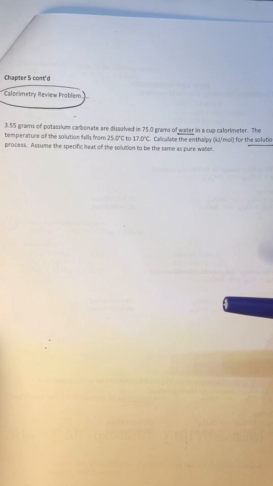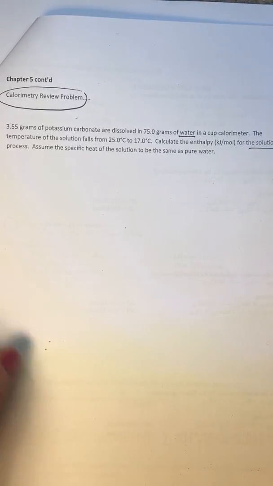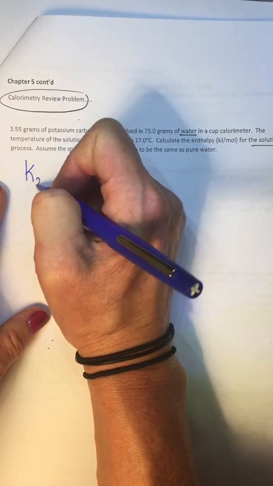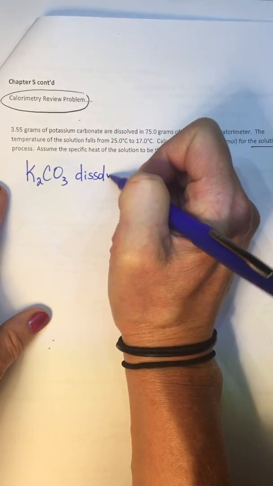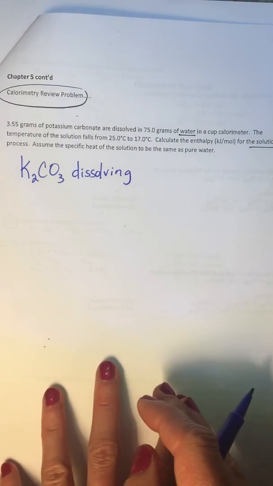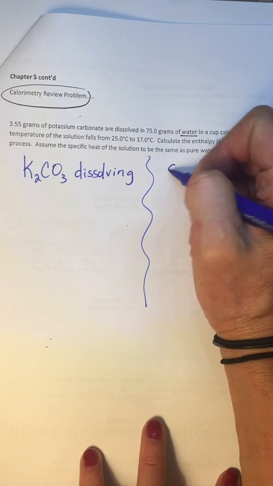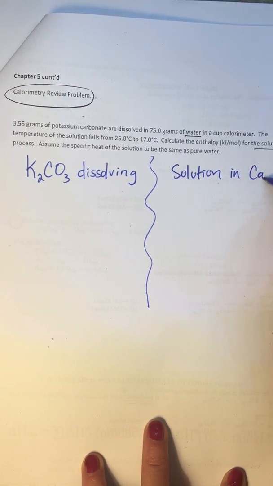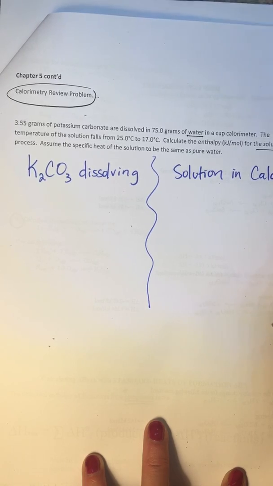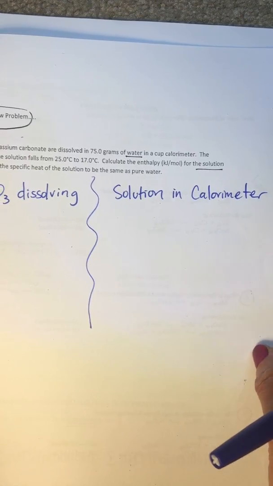So in this video, we are going to work this problem together right here. We've got to create our own columns. So this problem, if you take a chance to read it, is talking about us dissolving potassium carbonate. So we've got to know our nomenclature, and we are dissolving it. That is our solution process. Okay, so that's one column. And then, of course, we've got the solution in the calorimeter. Okay, so I'm going to have 2 columns of information, and you should too.